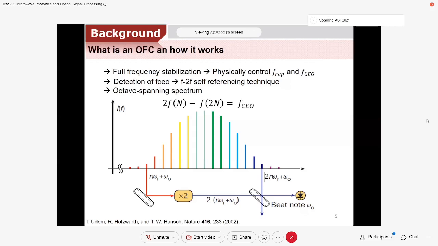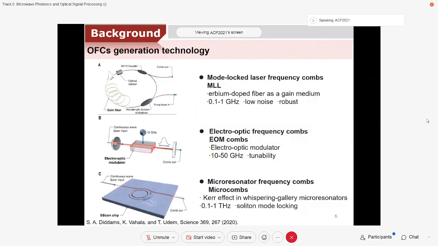The most widespread and mature frequency comb technology is mode-locked laser using erbium doped fiber as a gain medium. This comb system includes gain fiber, pump laser, amplifier, and nonlinear fiber. They are entirely spliced together, thus making it robust. Repetition rate ranging from 0.1 to 1 GHz is limited by the cavity length.